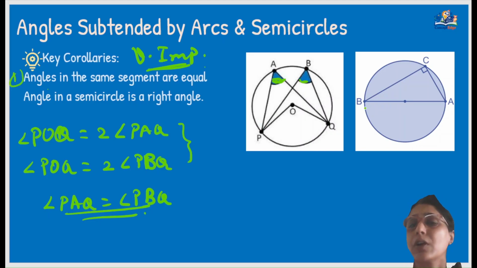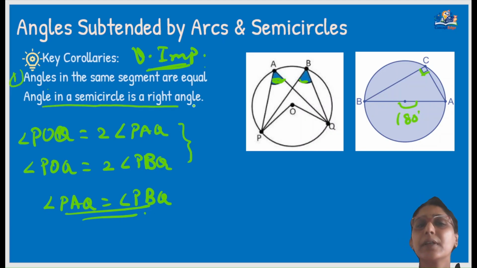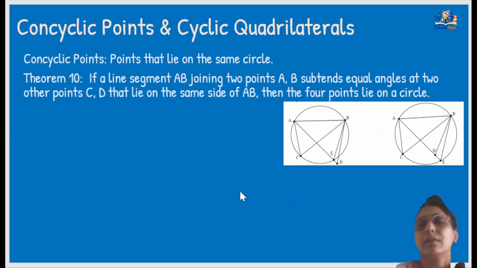So angles in the same segment are equal. Now what if we are talking about the semicircle? The arc is the semicircle, the chord is the diameter. So in this case, this angle is 180 degrees, a straight angle. So half of that is 90 degrees, so angle C is 90 degrees, a right angle. So the angle in a semicircle is a right angle, which is again a very important result.